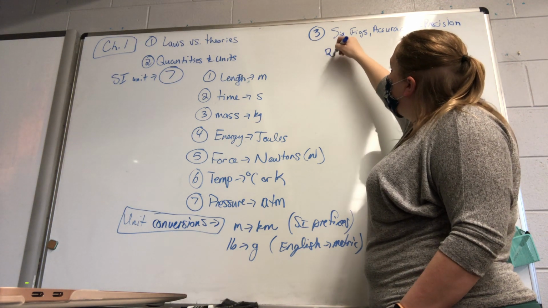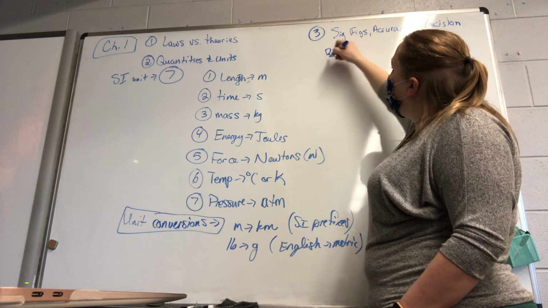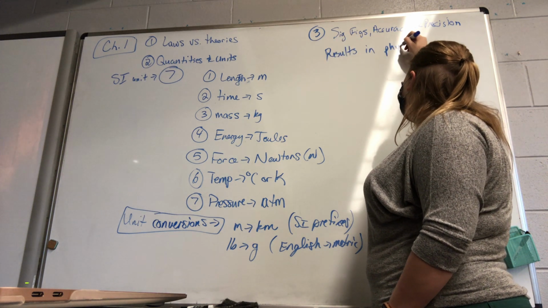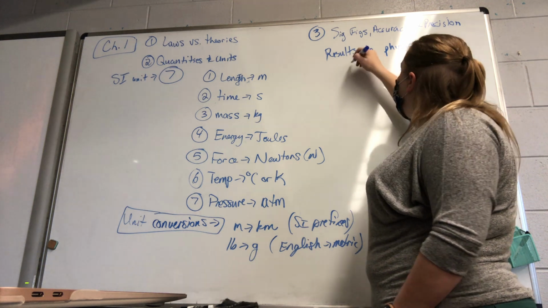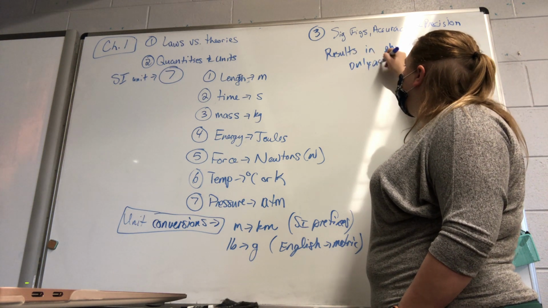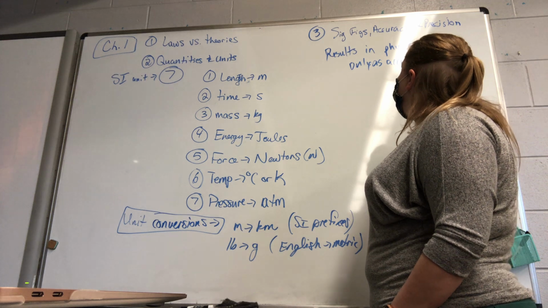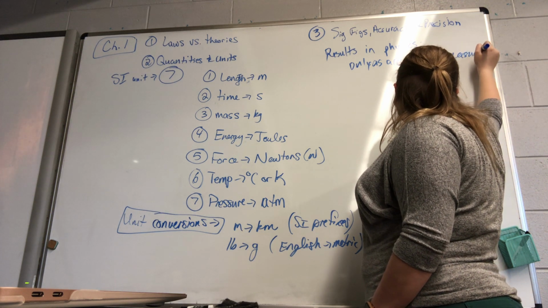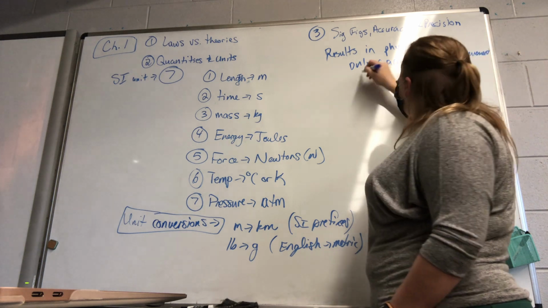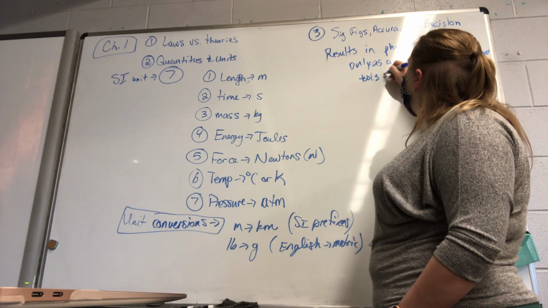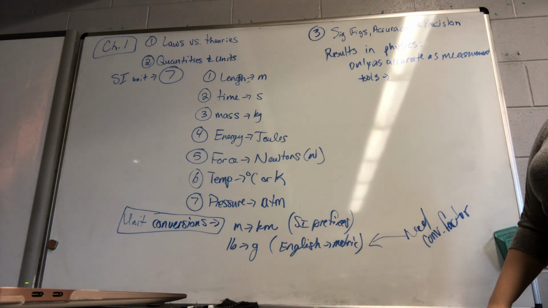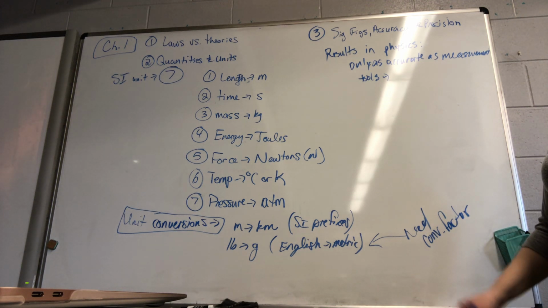So results, specifically in any science, are only as accurate as the measurement tools. Think how well you can actually read the ruler. Can you estimate the last digit?